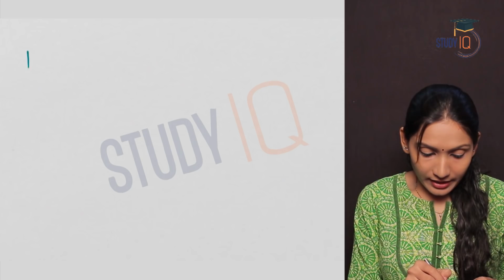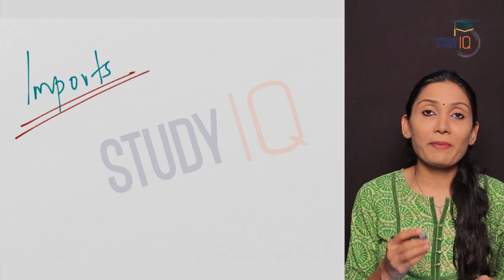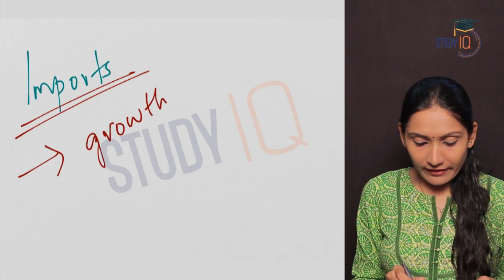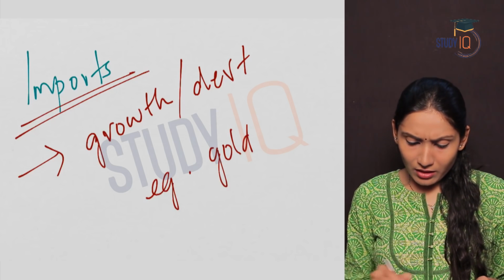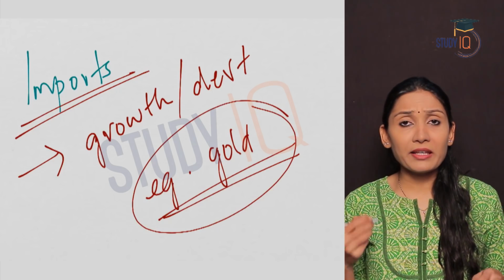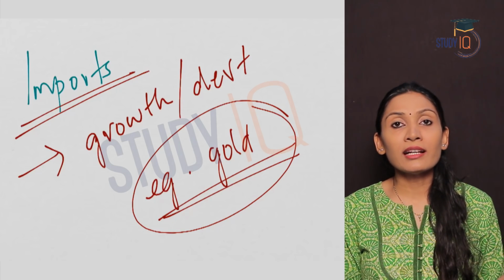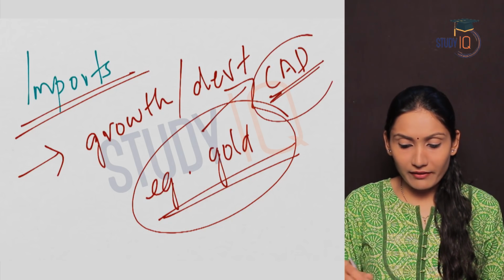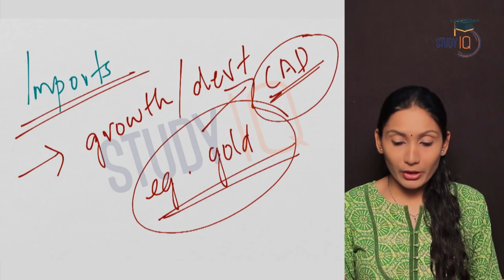Another solution is reduce the imports of the country. Imports should be reduced, especially in those commodities which do not help in growth or development. For example, gold. We have seen that gold will not help in any growth or development of the economy. It will only add on to the current account deficit. So such imports should be reduced. The government should make measures to reduce the import of such commodities.